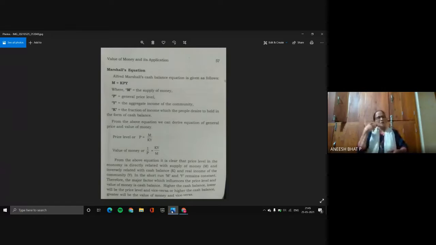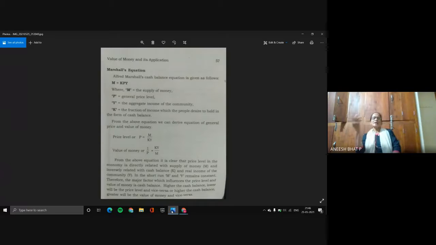So supply of money: when supply of money increases, price level increases, right? So here, when people maintain cash balances, naturally that portion of income is not available. So the price level also falls, and the value of money increases. In this way, we can find the relationship between price level and the value of money under Professor Alfred Marshall's equation. Okay, so hope you understood this equation.